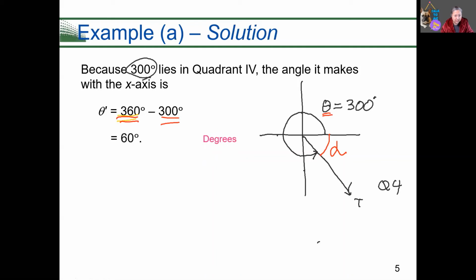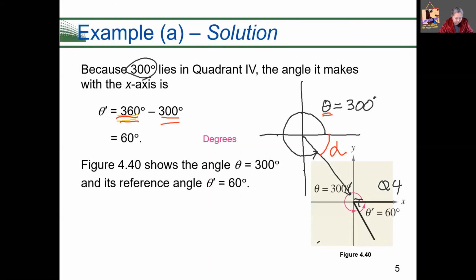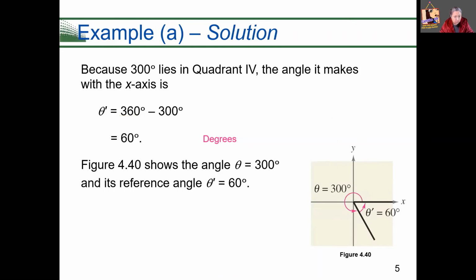Then what is this 60? 60 is the reference angle. Right here, I have a better diagram: all the way to 300, and then it was taken away from 360, and this alpha is 60 degrees. So the answer is 60 degrees. Okay, that was easy.